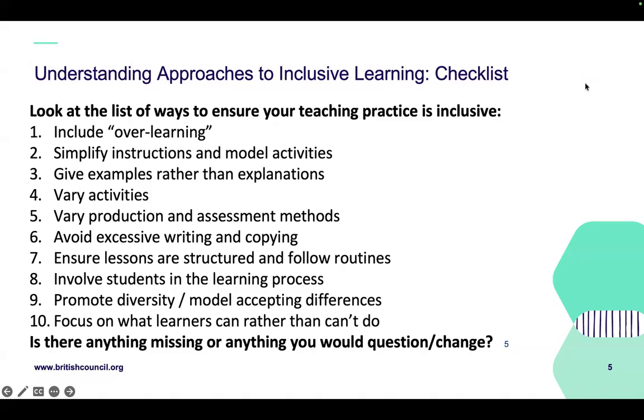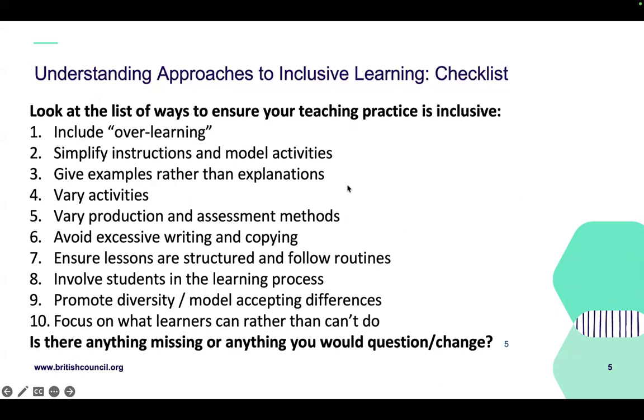Yes. 10, okay. Alanud says 10, focus on what learners can do rather than can't do. I like that one. It's nice, isn't it? Fuad has chosen 6, avoid excessive writing and copying. Yes. 5 says Alanud. So vary production and assessment methods. Nice, exactly. Because of their learning styles. Sometimes assessment could be counterproductive for them, right? Amani also talks as we put number 5 for the assessment methods. And Alaz puts 10. What can't do. And number 6, I think you said. 6, avoid excessive writing and copying. Yes. This is worth thinking about, right?